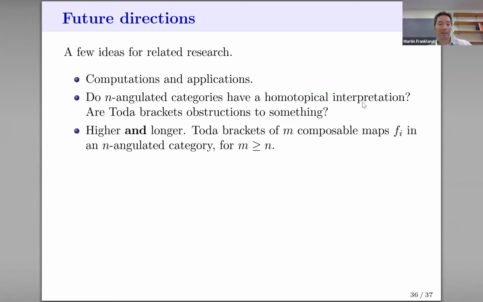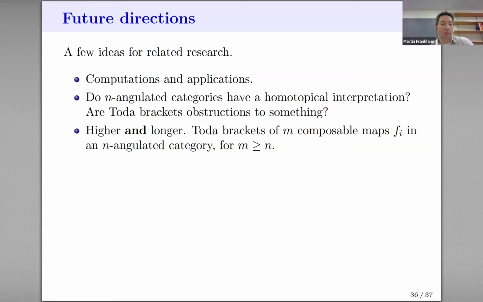We can also combine longer brackets with higher brackets. So far in this talk, I just talked about the n-fold Toda bracket in an n-angulated category, but you can also have more maps. So for instance, in a 4-angulated category, you can take 5 maps or 6 maps or 7 maps in a row.